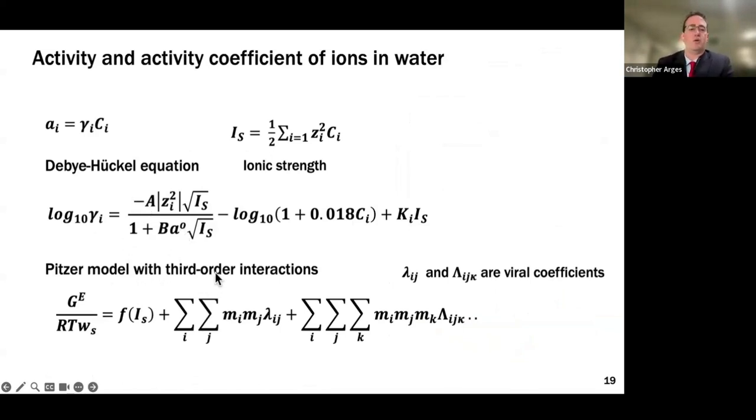This Pitzer model, right, this more elaborate model, you have some function here of the ionic strength, and then you'll have these expressions here. There can be more of them, and these are virial coefficients here, lowercase lambda and capital lambda. And so what you're going to need to know is the virial coefficients of the ions in the solution to get the excess Gibbs energy, because once we have the excess Gibbs energy, again, we can determine the activity coefficient.